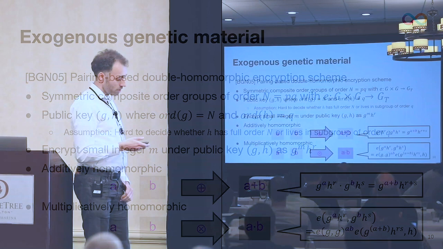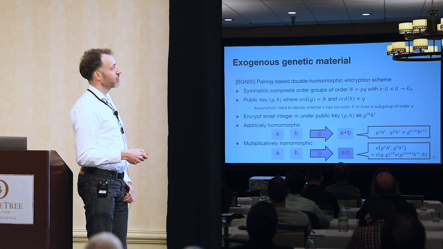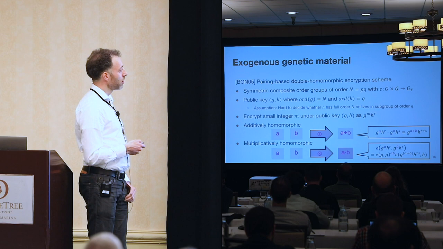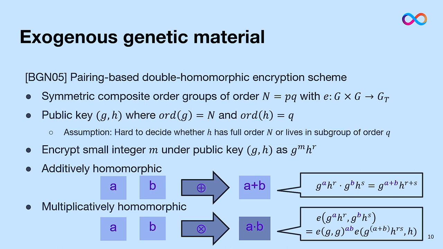What they looked at was groups with a pairing of composite order, and suggested an encryption scheme where you have an element G that has full order and an element H that just has order Q. The way you encrypt is that you take G and raise it to M, and H and raise it to R, and multiply those together. So it looks like a Pedersen commitment, but over this composite order group. The point is that since H only lives in the order Q subgroup, it can only hide things in the order Q subgroup, so M is actually encoded unconditionally in the order P subgroup.